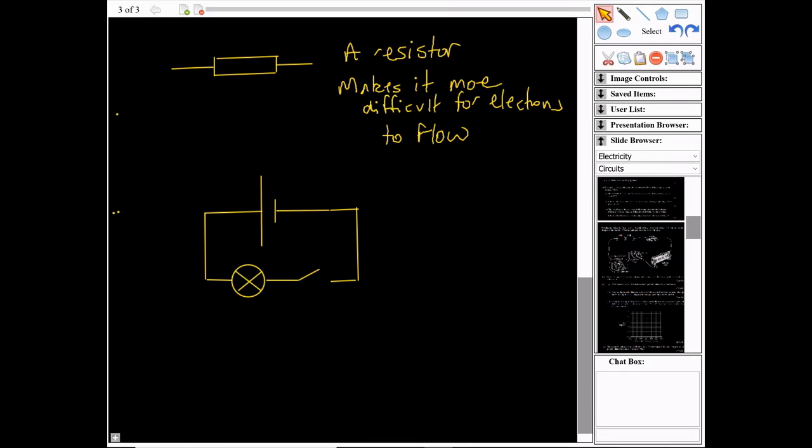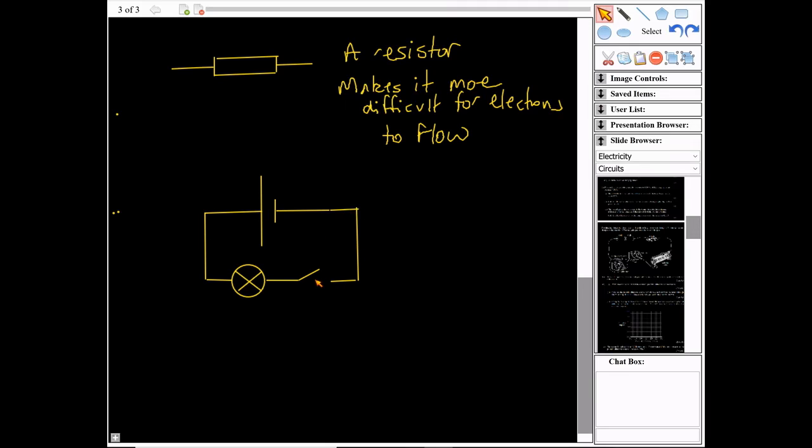Okay, so this is a simple circuit. Now, in order to be a circuit, it has to be a complete loop. Electrons will only flow if it's possible for them to leave the negative side of the cell and get back to the positive side somehow.